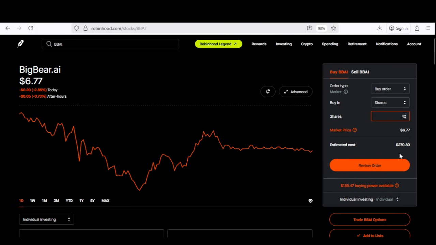So how do you win with this new one now? Well, for this one, it's quite simple. All you're doing is going to go ahead and buy stocks. This is how you win with this. Every dollar that the stock goes up, your portfolio is going to go up by that amount multiplied by the amount of shares you have. So if BBAI goes up from $6.77 to $7.77, that's going to be $1. Your stock is going to go up by $1 multiplied by 40 shares, so $40.